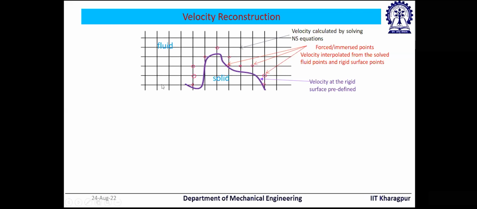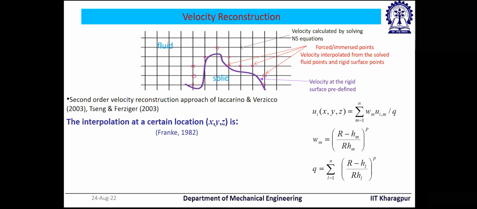As time progresses, in the case of a moving or deformable object, the solid surface will move to a different location. We will again identify the points in this manner and solve it through the same technique. One of the methods for imposing the velocity boundary condition basically needs some interpolation method.